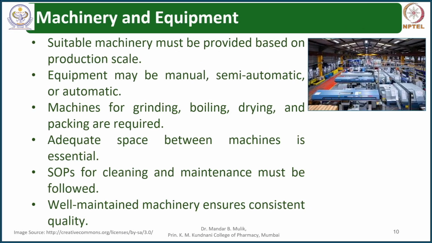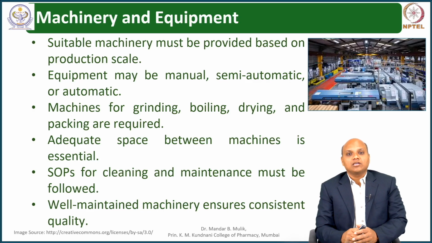Machinery and equipment. To carry out the procedures and unit operations, different equipment and instruments are required. All those equipment and instruments should be kept in a particular area, and this area needs to be marked or lined properly to avoid contamination. Suitable machinery must be provided based on the production scale. For example, for capsule production, the capsule filling machine, either manual or automatic, should be available inside the premises.